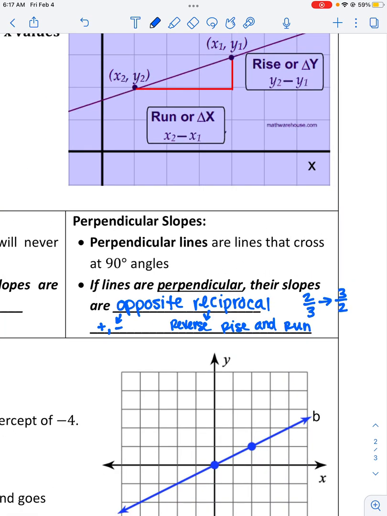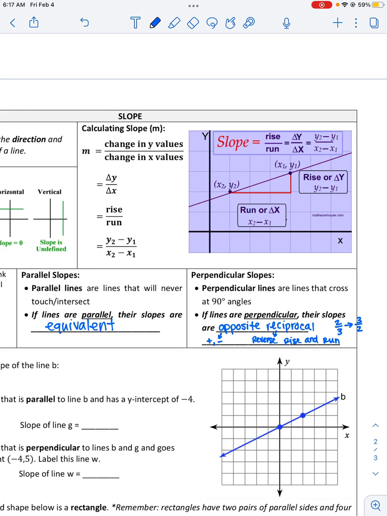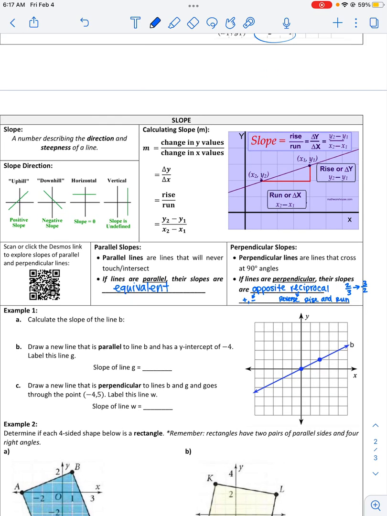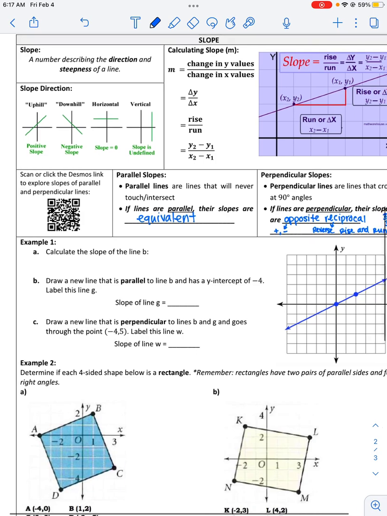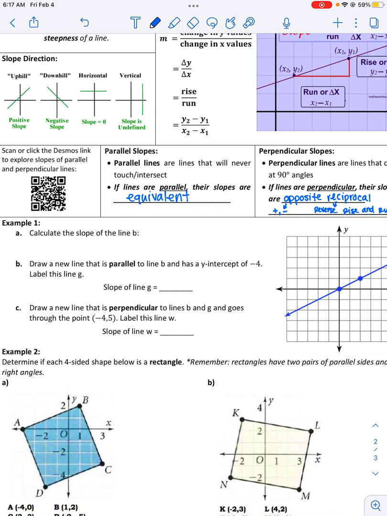All right, so if I can verify that those slopes are opposite signs and the rise and run are reversed, then I know that they are perpendicular and they meet at 90-degree angles. So this information is what we're going to eventually use to help us classify quadrilaterals on a graph. Using those definitions and properties of quadrilaterals, we can then verify if we have parallel lines or right angles using slopes. So first example, just practicing calculating slope.